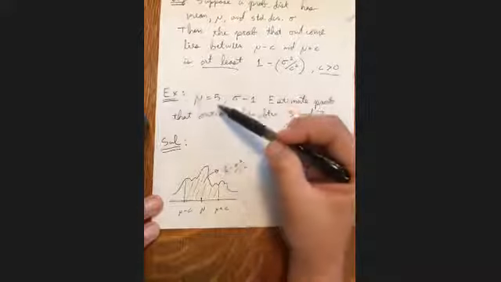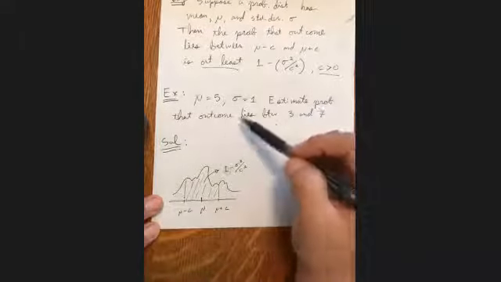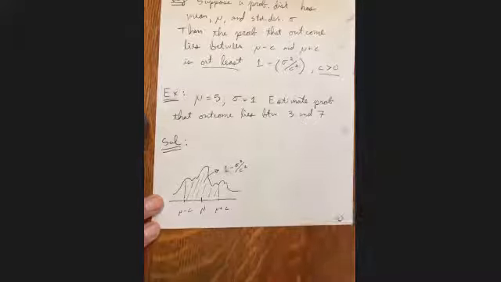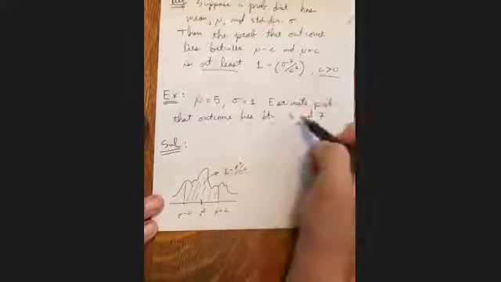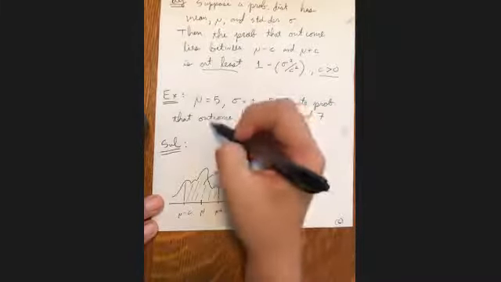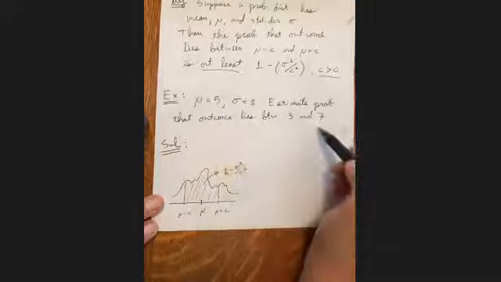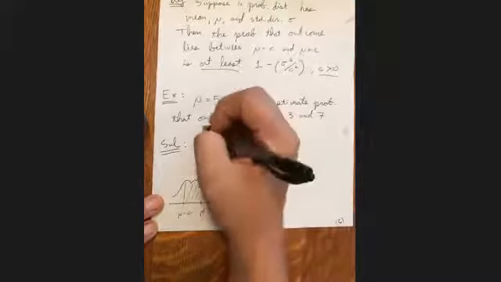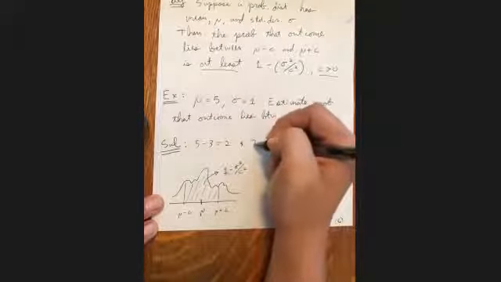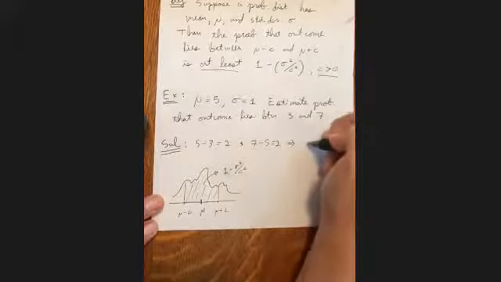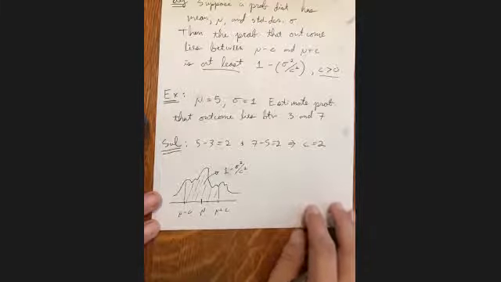So for this example, we're given a mean of 5, we're given a standard deviation of 1, and we're asked to estimate the probability that an outcome will lie between the values 3 and 7. First off, we need to find the value c in order to use Chebyshev's inequality. We can see that 3 is 2 away from 5, and so is 7. So 5 minus 3 is 2, and 7 minus 5 is 2. That implies c is equal to 2. Once we know c, we're good to go.